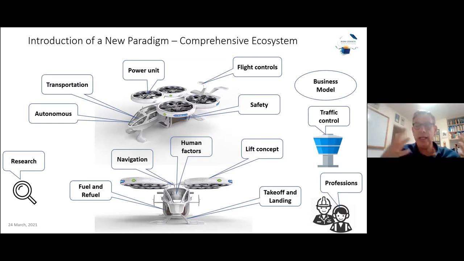You can really look at it and say, even if you look at the bottom right, there are a lot of new professions here. Who are going to qualify them? Who are going to be the mechanics? Who are going to be the controllers? Who are going to be all the people around it? We need to think about it. We need to think about how do we qualify them? How do we make them skilled? And this is all part of the comprehensive ecosystem I talked about previously.